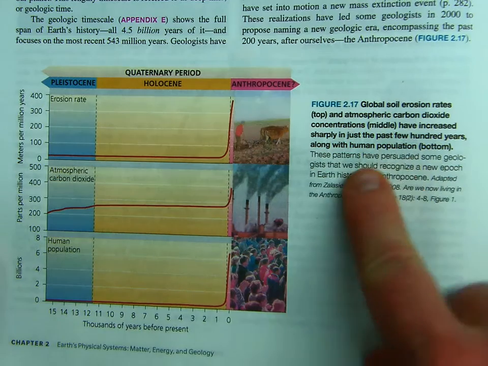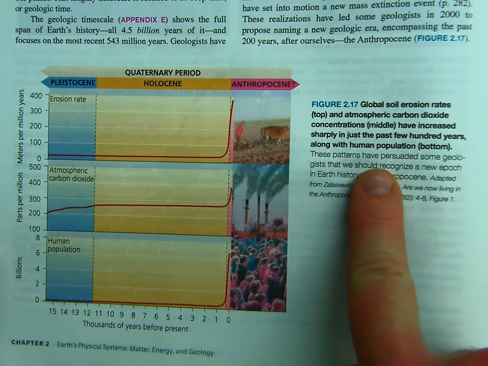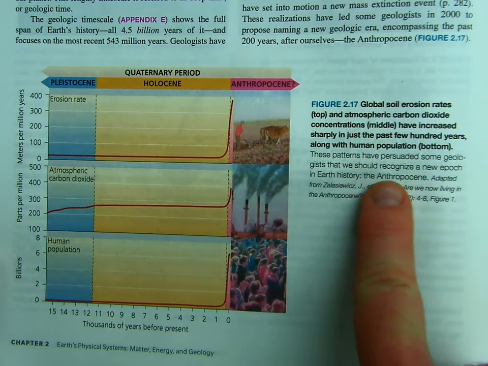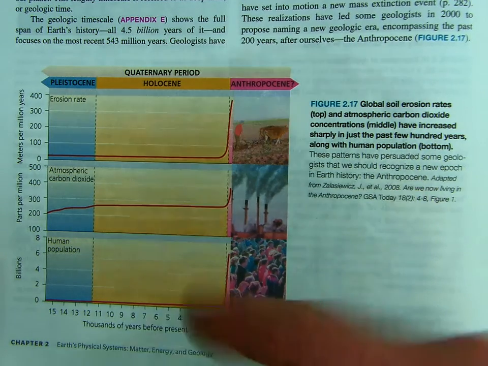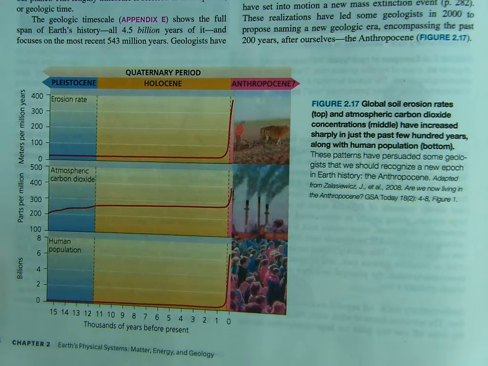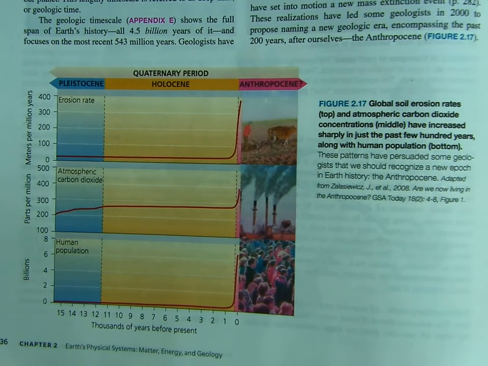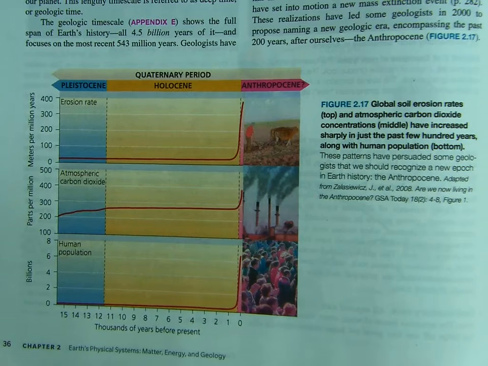These patterns have persuaded some geologists that we should recognize a new epoch in Earth history, the Anthropocene. Basically, humans are really starting to cause a big shift in the world. We should consider this a different time frame of the world. So next one, page 37.